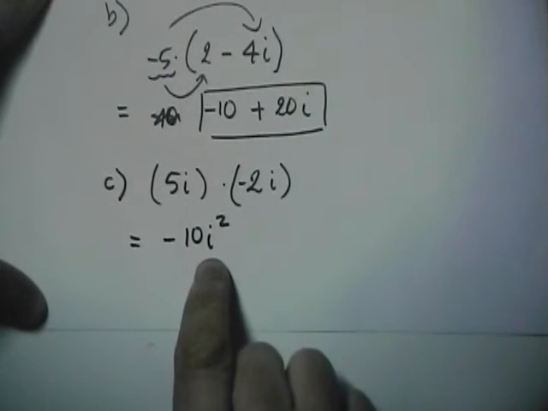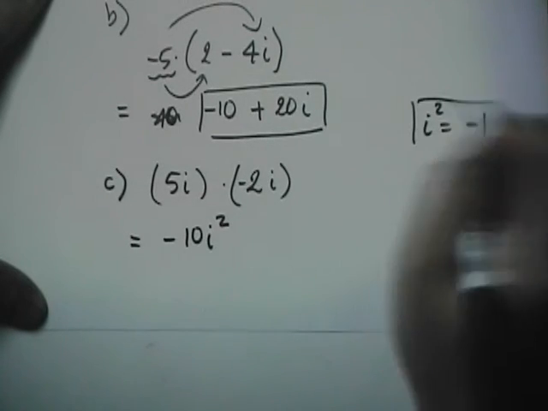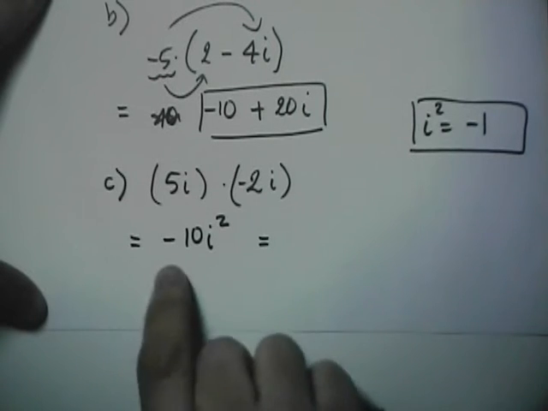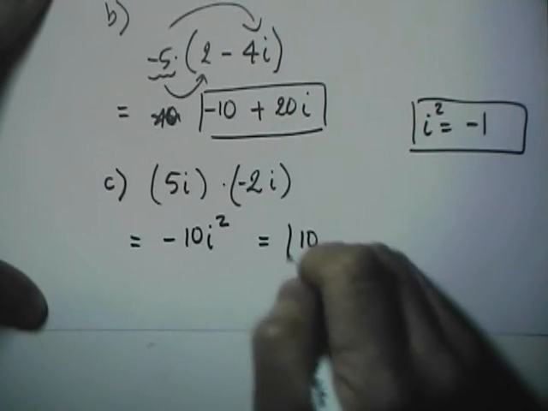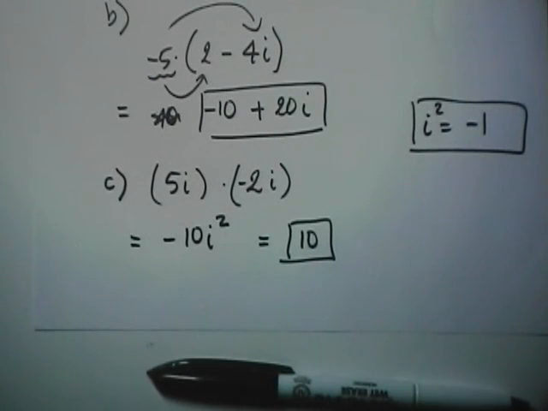But then remember, i squared equals negative 1. It's always there. So I'm going to substitute negative 1 for i squared, and I'm going to have my answer here as a positive 10. And so that's how we multiply complex numbers, a few examples.